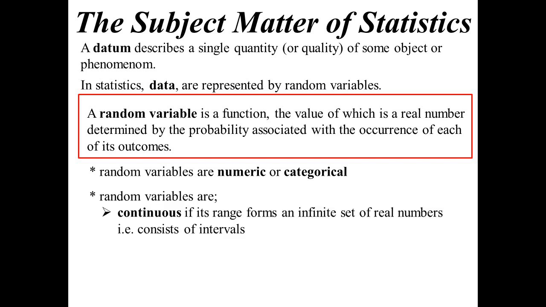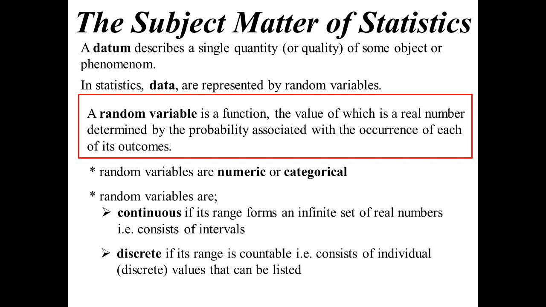Random variables will be continuous if the range is an infinite set of real numbers. So it's an interval. Whereas it'll be discrete if the range is countable. Okay. So it consists of individual values rather than a spread of values.